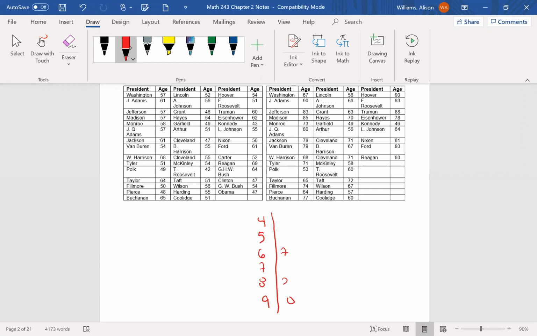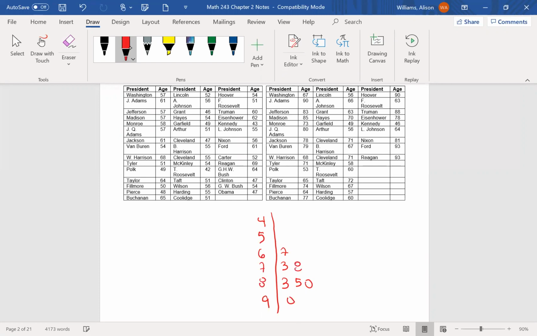Jefferson, 83. Madison's 85. Monroe is 73. JQ Adams is 80. Now, notice it's not in order, right? I just threw a 0 there. That's fine. I'm just going to get them all listed, then I'll put them in order.